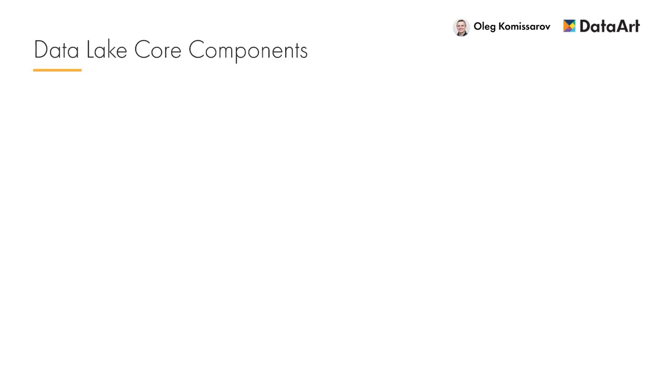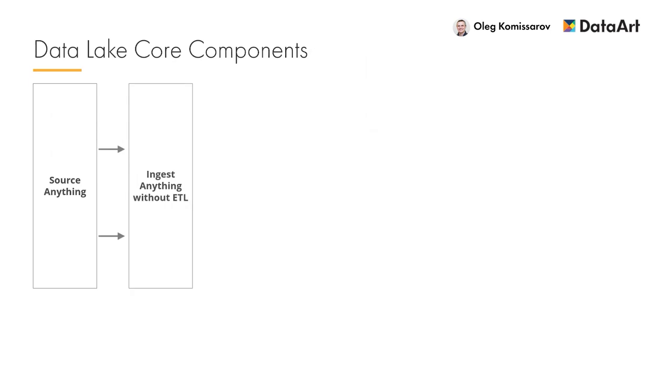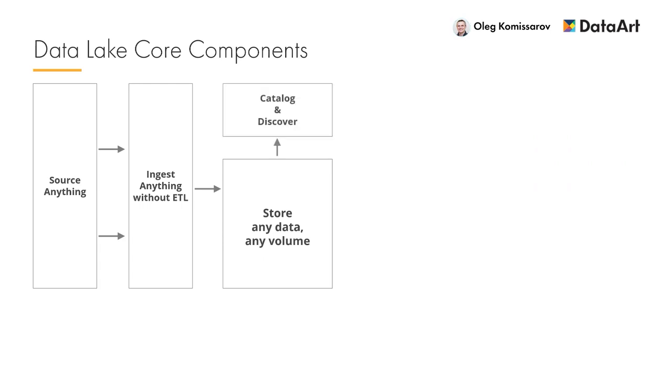So if you decided to build your own data lake, there are several must-have components that you most likely need to build. You need to source any data sources, as Alexey mentioned. You need to ingest them in a common scalable store without any ETL transformation. You need to catalog all this data because without catalogs, you will not be able to govern your data, discover your data, and organize access control.